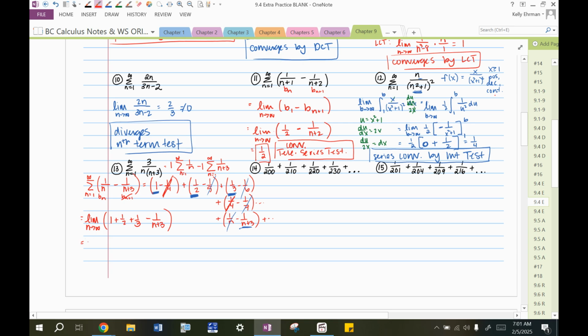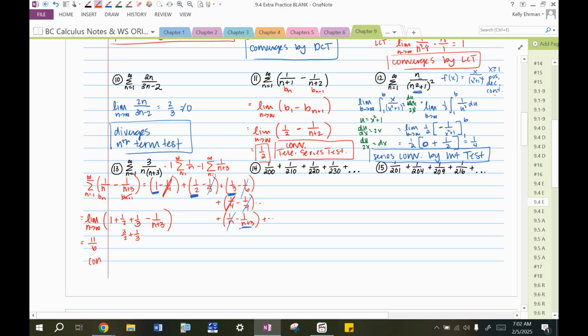All right, and that's equal to, what is this? This is 1, so this is 3 over 2 plus 1/3. Math is hard. Okay, so 9 over 6 plus 2 over 6 is 11 over 6, I think.